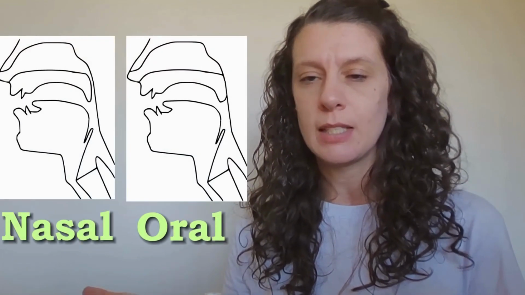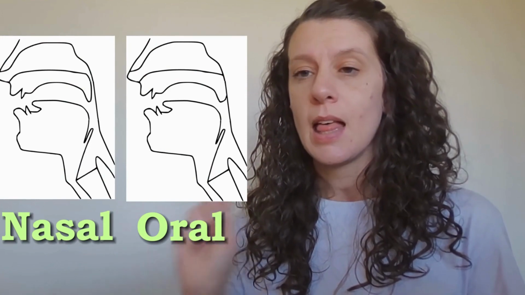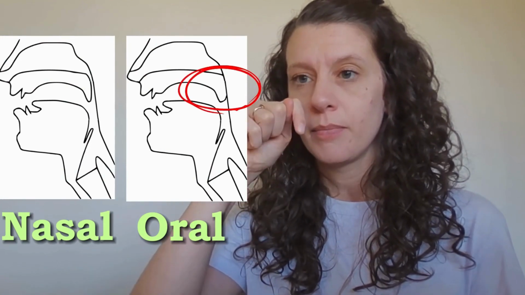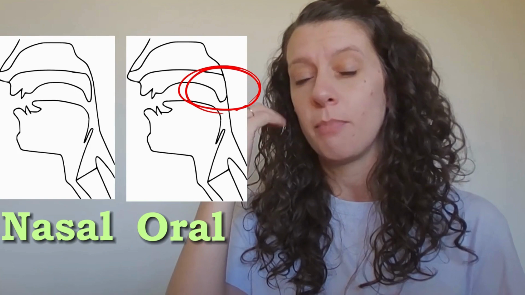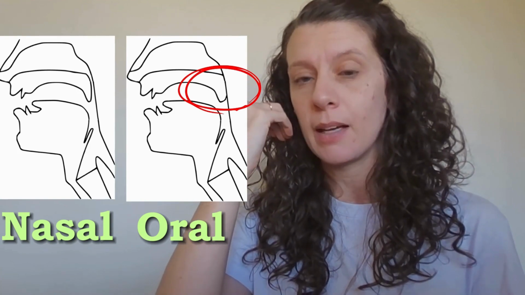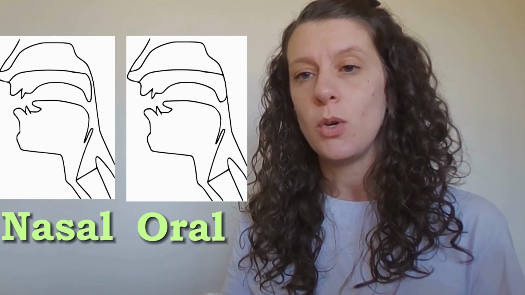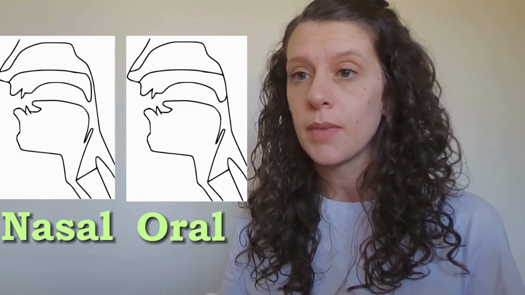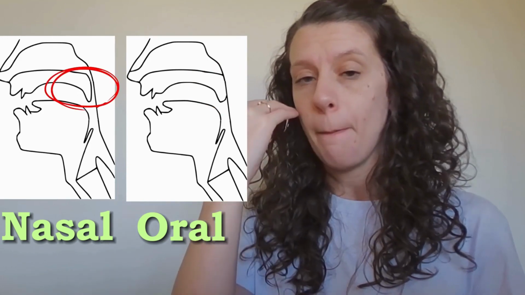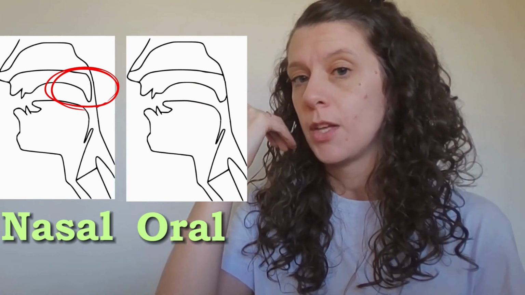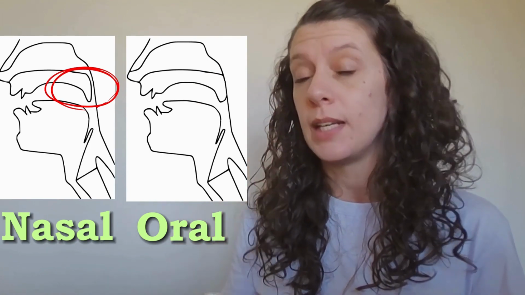So we can see this visualized in these images. Here you can see the nasal cavity is blocked by the soft palate, or the velum, in the back when producing an oral sound. But when you make a nasal sound, the soft palate, or the velum, is down, or lowered, so that air can go through the nasal cavity.